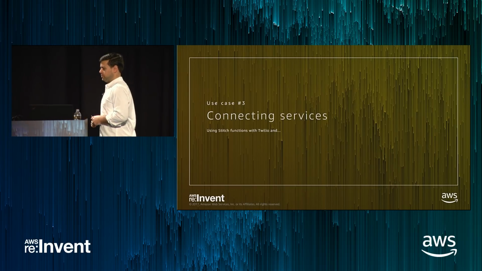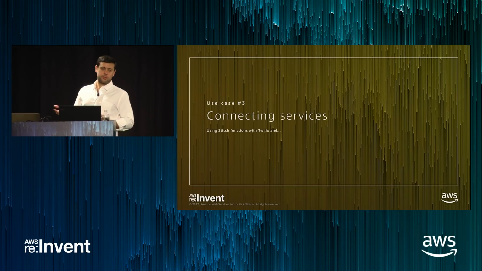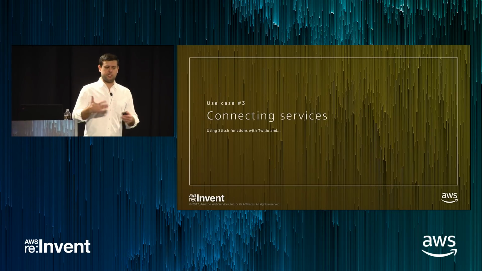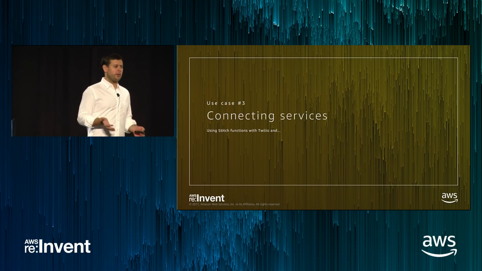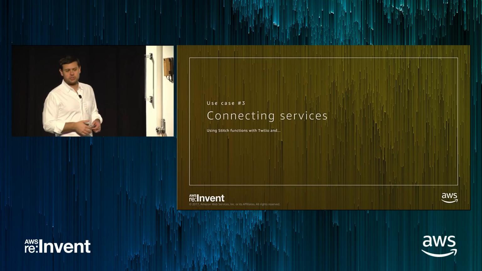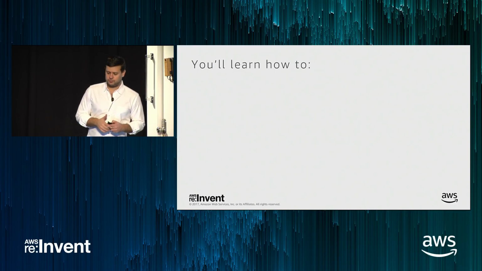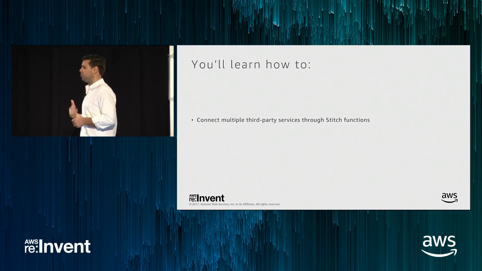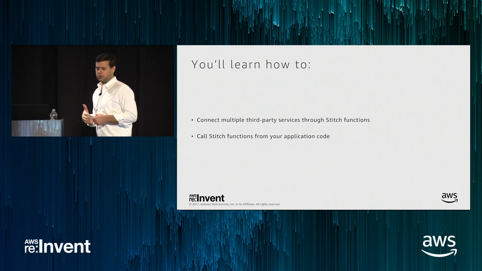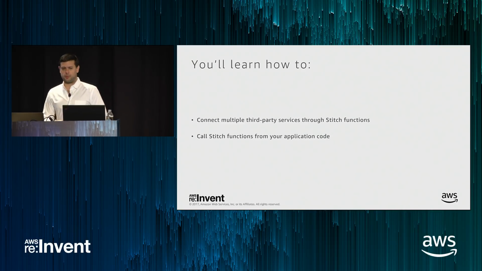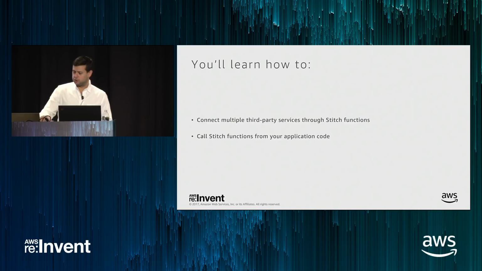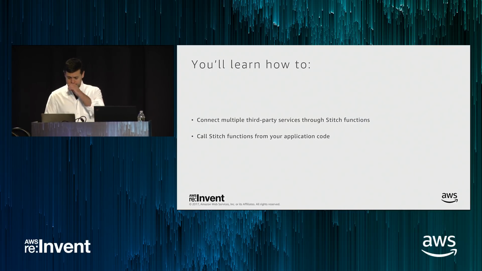So next, let's talk about services. We talked about a bunch of services, and services are the way you connect to other services in Mongo. The way you do that is with something called functions, and functions are JavaScript functions. So what we're going to do here is connect multiple third-party services, and call Stitch functions from your application code. All right, so let's go back to our blog.